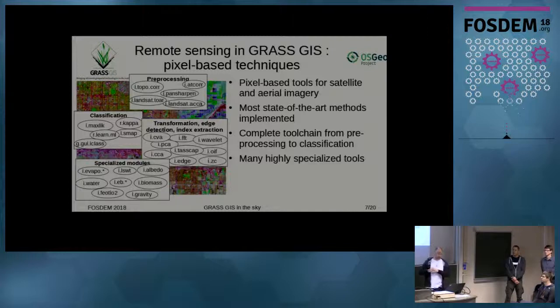We also have a whole host of specialized modules which look at specific topics. So there's a whole suite of modules looking at evapotranspiration. You have energy balance modules that use satellite data to calculate energy balance information, biomass. We have a module that works on gravity measures, even one which uses data from a moon mission, so even extraterrestrial planetary science can be done with GRASS. So a whole series of modules available and pixel-based.